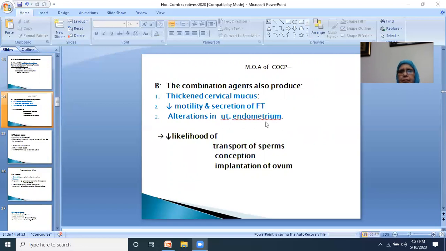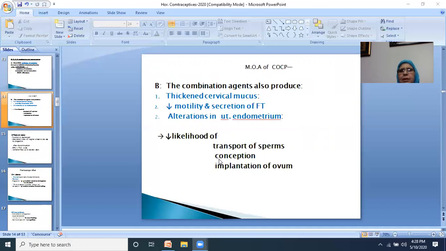There is increased glandular secretion in the luteal phase, and that is hostile for implantation of the ovum. So there is decreased likelihood of transport of sperm, conception and implantation of the ovum. These factors mainly play their role in cases of progestin only contraceptives because they do not always inhibit ovulation.